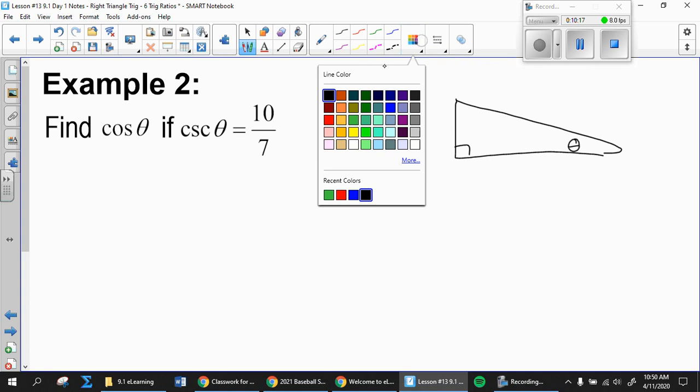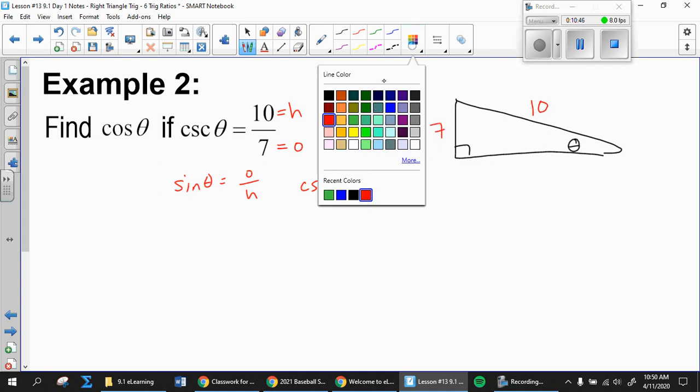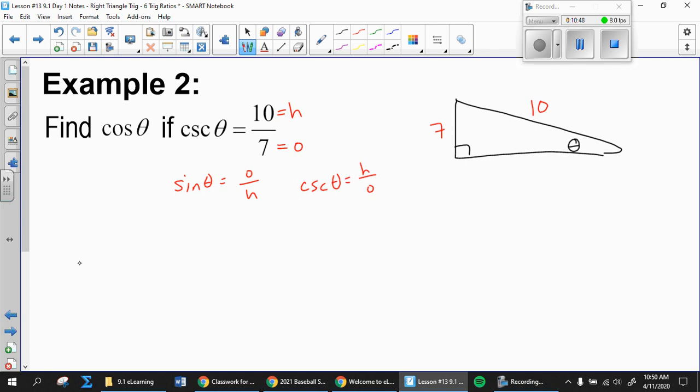So what we want to think about here is, remember, cosecant is the reciprocal of sine. And we know sine of theta equals opposite over hypotenuse. So that tells us cosecant of theta is hypotenuse over opposite. And so what that tells me is that 10 is the hypotenuse and 7 is the opposite side. So I'm going to label my triangle 10, opposite side is 7. And so then what it's asking us to do is find cosine. So cosine of theta equals adjacent over hypotenuse.